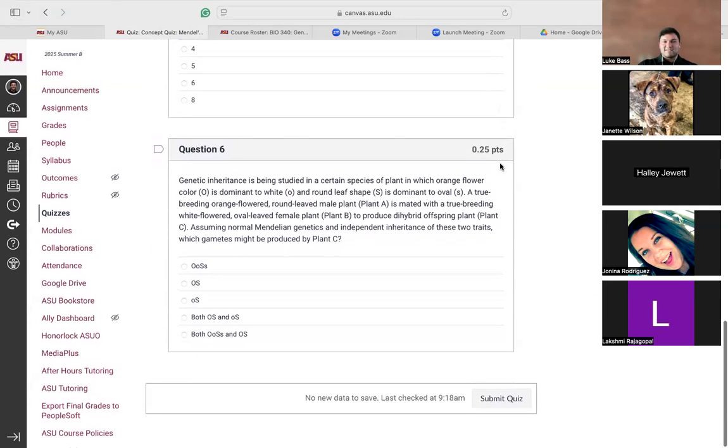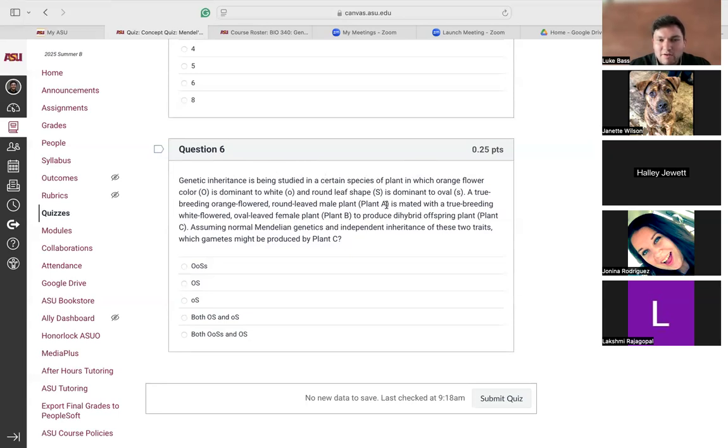And I'm a little bit lost with question 6. Question 6. Yeah, sometimes with these long questions, it's hard to follow along. Okay. So orange is dominant to white, round is dominant to oval, to produce dihybrid offspring plants.